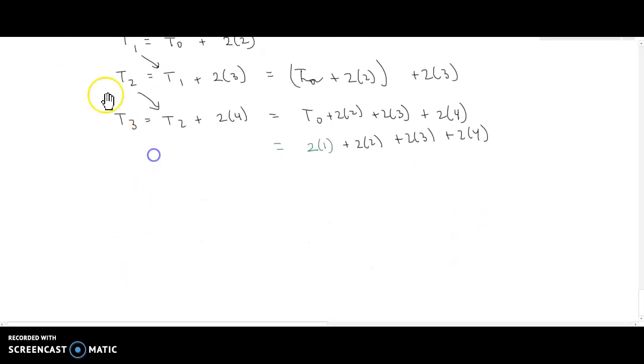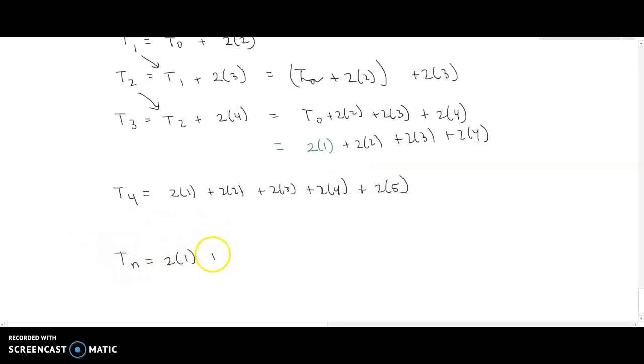And finally, I can try to establish a pattern here. I can see that T4 should be 2 times 1 plus 2 times 2 plus 2 times 3 plus 2 times 4 plus 2 times 5. And in general, I should be able to say that Tn is equal to 2 times 1 plus 2 times 2 plus etc. But let's think about where this stops. The quantity in the last parenthesis is actually 1 unit bigger than n. So this will go up to 2 times quantity n plus 1.